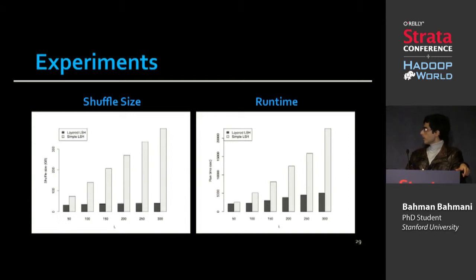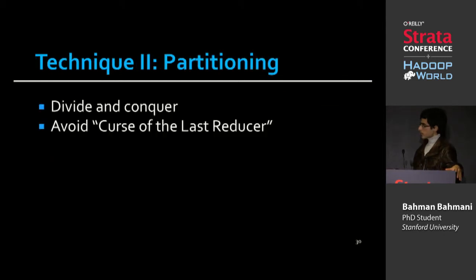On the x-axis, we have the number of offsets. The more accuracy that you want, the more offsets you need to have. And as you can see, if you don't apply the second hash function, both the shuffle size and the runtime are going to go up very quickly as you increase the number of offsets. But if you do apply the second LSH function that we just saw, then the shuffle size stays very manageable, and it shows itself in the runtime as well. So it's pretty good.